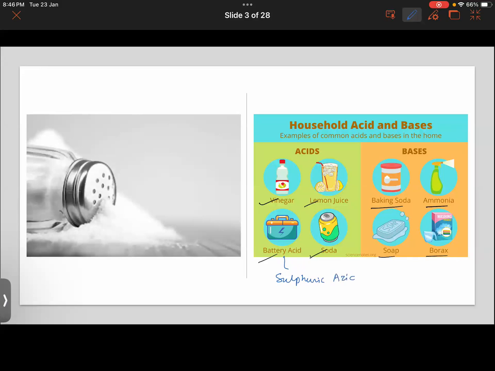So would you guys like to revise the chapter first, or just have a small test for the chapter? Can we revise for 5 minutes or 10 minutes? Sir, revise for 10 minutes. Okay, let's revise the chapter quickly first.